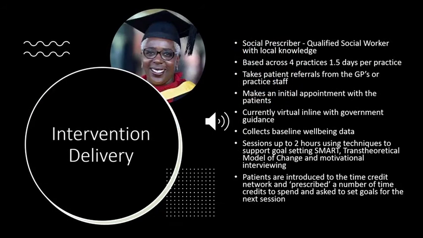Jane is our social prescriber on the project. She is a qualified social worker with a vast local knowledge. She is based across 4 practices and takes patient referrals from GPs and the practice staff. Appointments are currently virtual in line with government guidance around COVID, and she collects baseline data at the initial appointments. In these sessions, she uses goal-setting techniques such as SMART, trans-theoretical models of change, motivational interviewing and compassion-focused techniques, and patients are introduced to time credits and the time credit network, prescribed a number of time credits to spend, and then asked to set some goals for the next session.